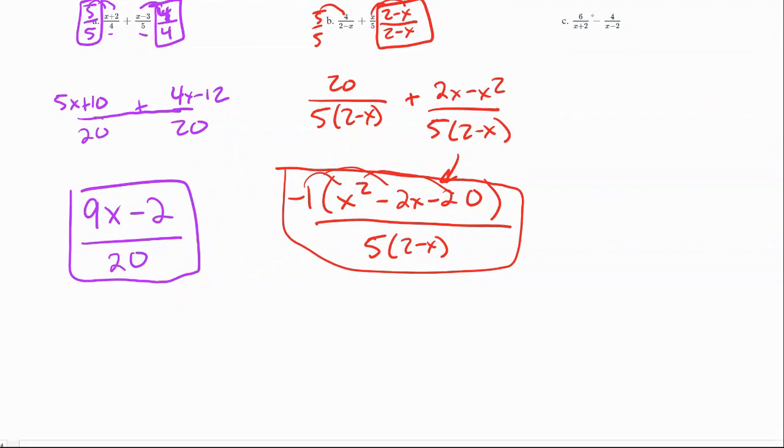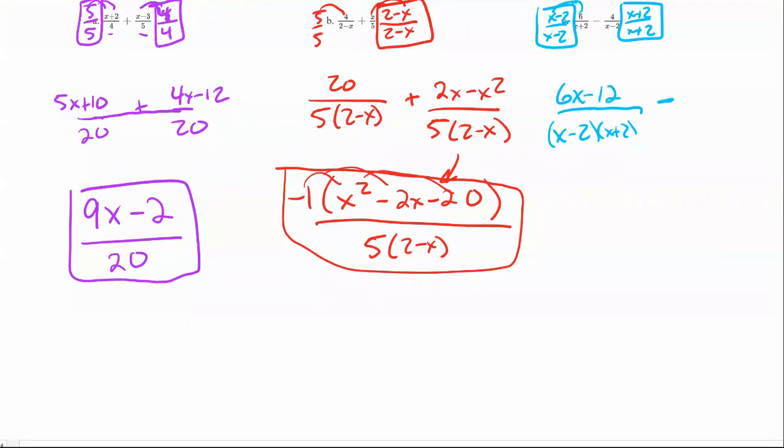Last one here, I'm going to get a common denominator, so x plus 2 over x plus 2 on the right, x minus 2 over x minus 2 on the left. So my new denominator is x minus 2 times x plus 2. Which is going to end up being like difference of squares, like the opposite of that. But I'll deal with that later. So I'm going to distribute that 6 to get 6x minus 12. Distribute the 4 to get 4x plus 8.